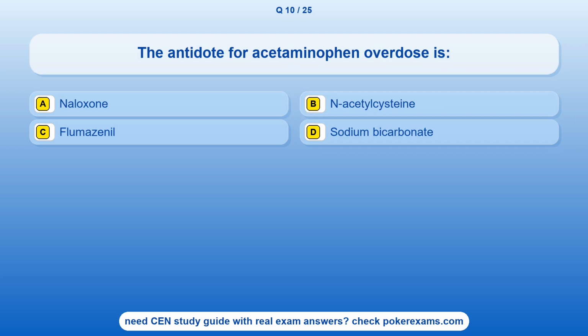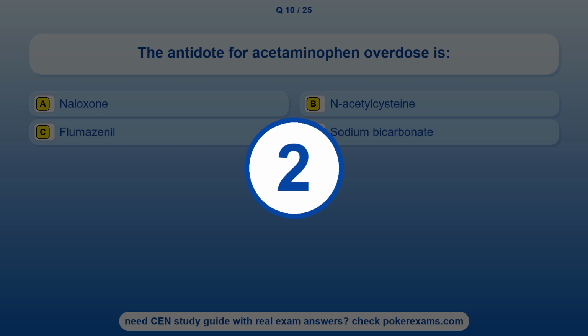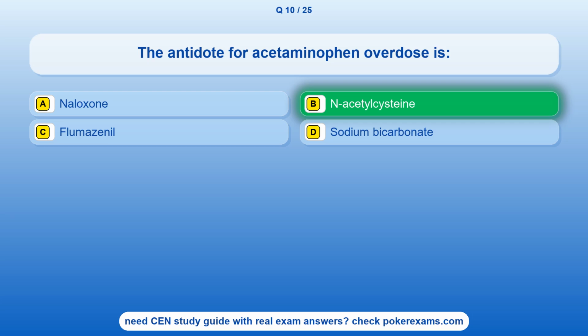Question 10. The antidote for acetaminophen overdose is option A, naloxone, option B, N-acetylcysteine, option C, flumazenol, option D, sodium bicarbonate. The correct answer is option B, N-acetylcysteine.